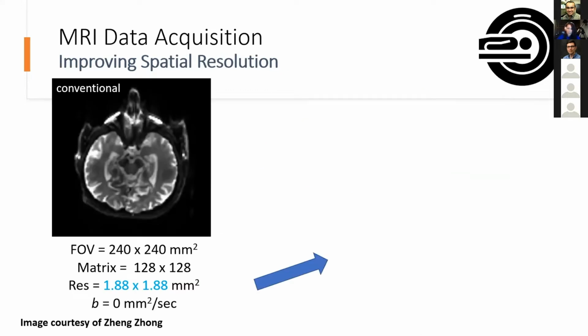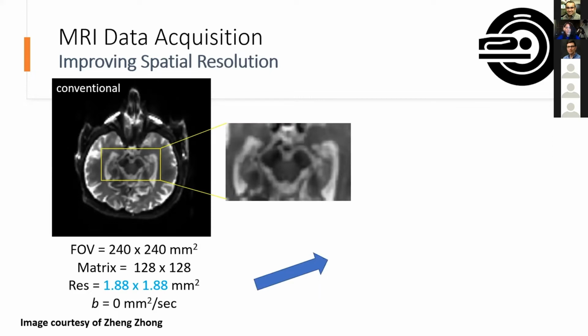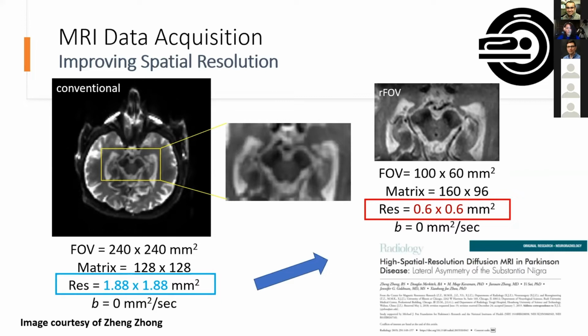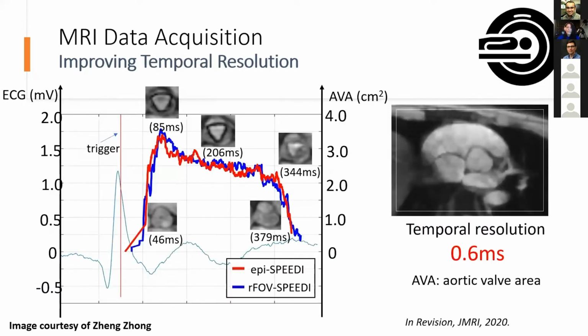Another area where the current MRI techniques require improvement is spatial resolution. In one of our recent studies, in which we applied a novel 2D-RF pulse design, we were able to improve the spatial resolution up to 0.6 millimeters square and demonstrated this technique to resolve the structures in the substantia nigra of Parkinson's disease patients.